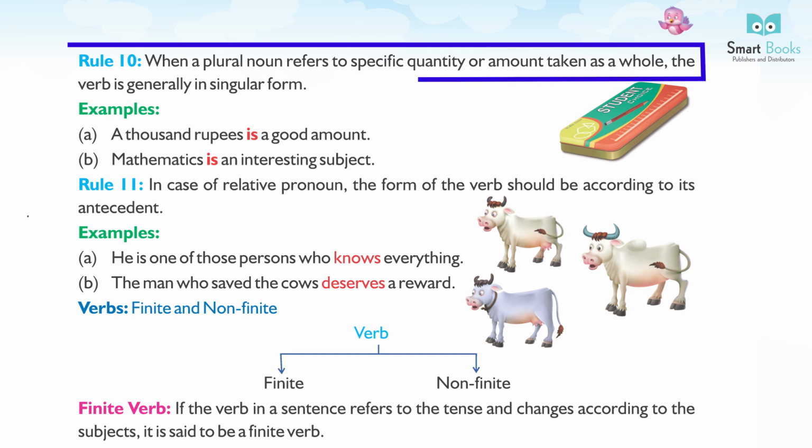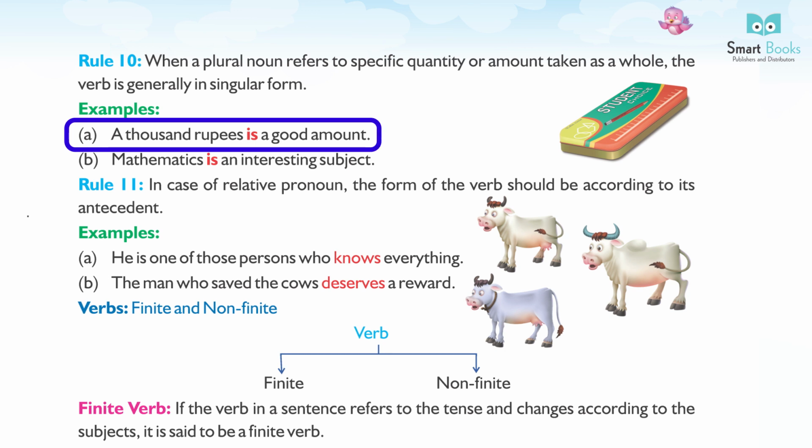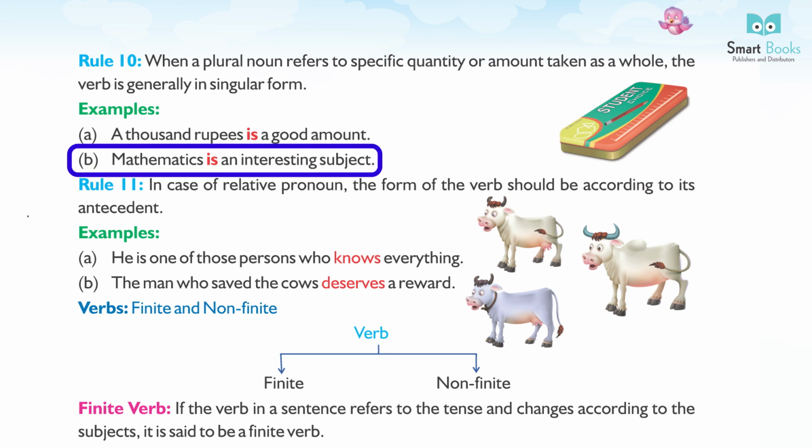Rule 10. When a plural noun refers to a specific quantity or amount taken as a whole, the verb is generally in singular form. Examples: A. 1,000 rupees is a good amount. B. Mathematics is an interesting subject.